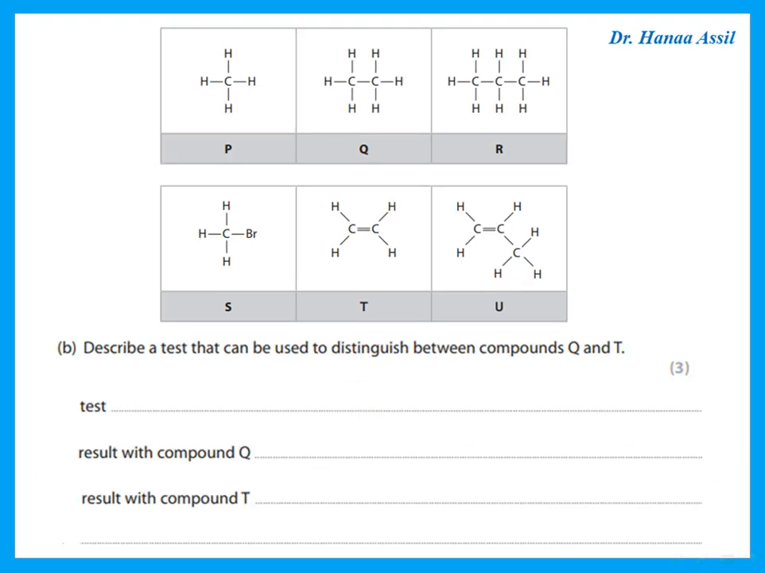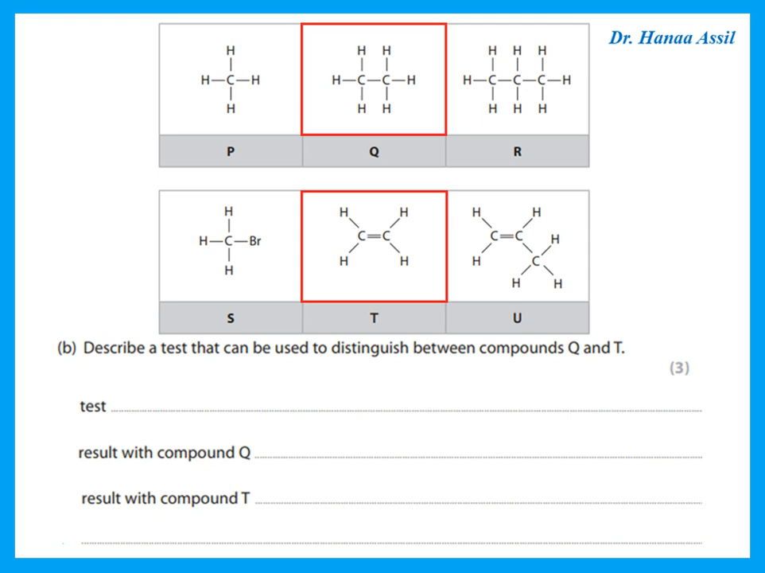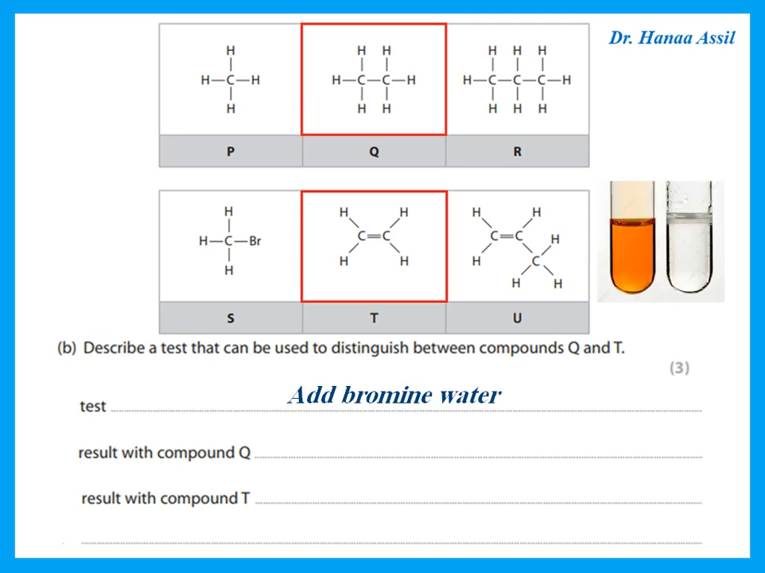Describe a test that can be used to distinguish between Q and T. Where is Q and T? Q is an alkane and T is an alkene. So how do we distinguish between an alkene and anything else? Remember, the test is add bromine water. With the alkene, what should we see? With the alkene, it should become colorless.